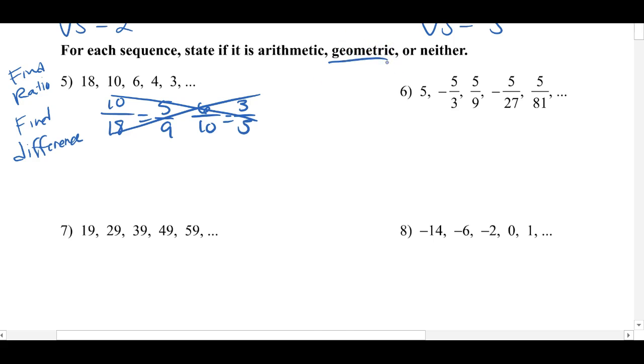It's not geometric, so maybe it's arithmetic, but I still need to check. So to find whether it's arithmetic is find the difference between each number. So the difference for the first two numbers is -8, because it's going down, so -8. Then here it's -4, then here it's -2, and that's not constant either. So that means it's neither geometric or arithmetic, so it's neither.